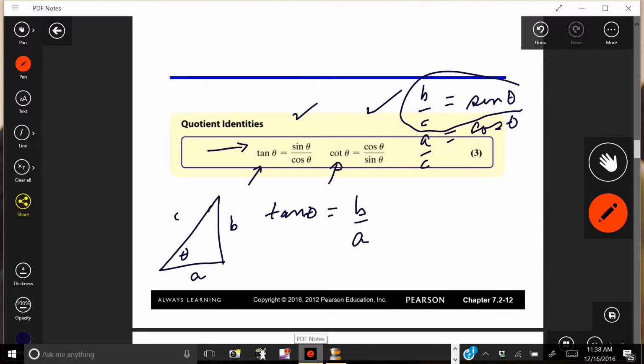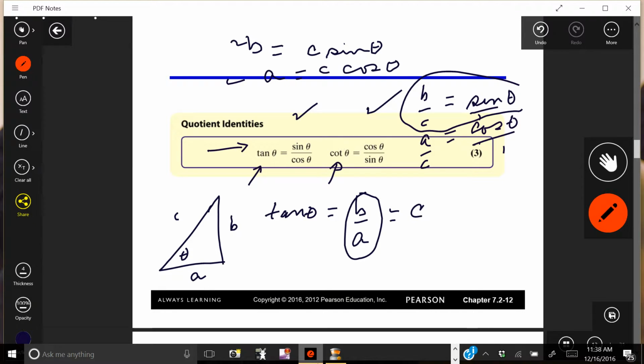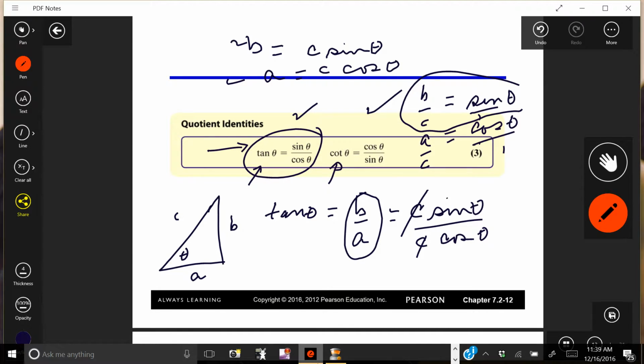Solving for b, cross multiplying, we get b is equal to c sine of theta. And solving for a, we get that a is equal to c cosine of theta. So plugging these in to tangent being b over a, we get c sine of theta over c cosine of theta. The c's cancel out, and we prove the identity that tangent of theta is sine theta over cosine theta. And then, of course, cotangent would be cosine of theta over sine of theta.